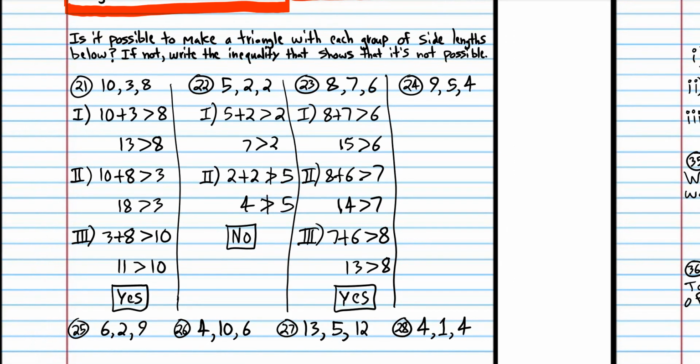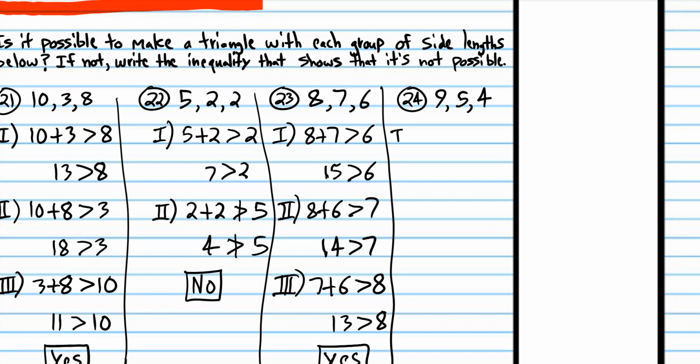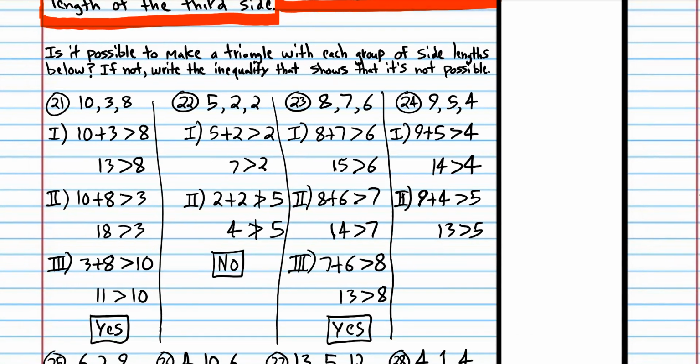Now let's try 24, one more before you try one on your own. Let's try our inequalities here. 9 plus 5 must be greater than 4. Is that true? Yes, it is. So far we can make a triangle. And 9 plus 4, that must be greater than 5, and that is correct. So we can make a triangle so far.